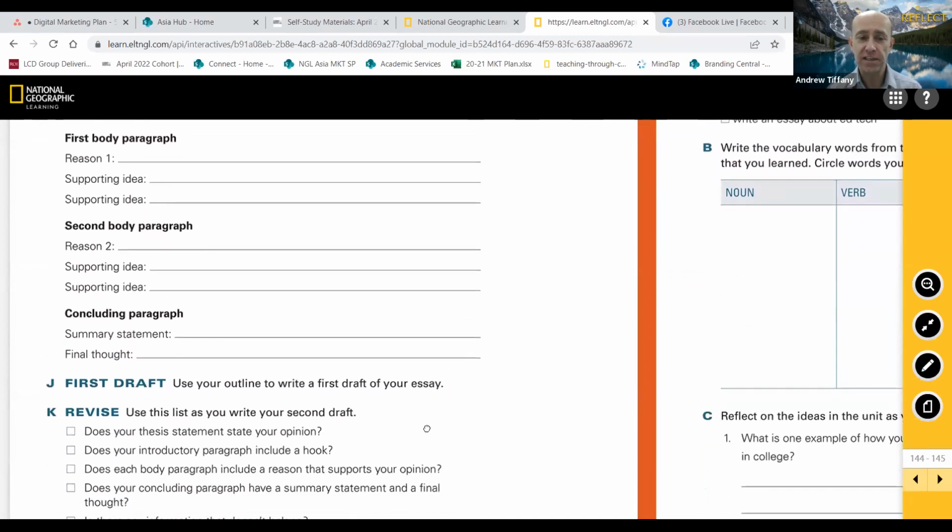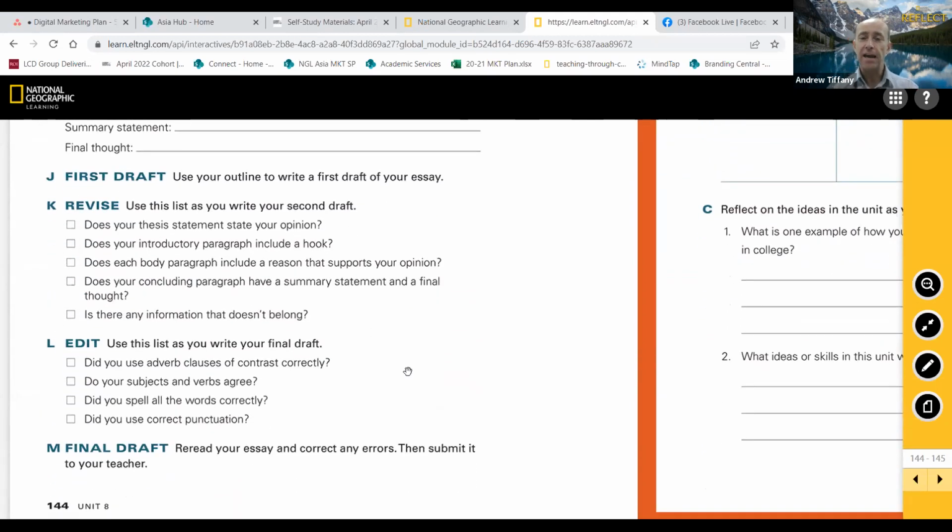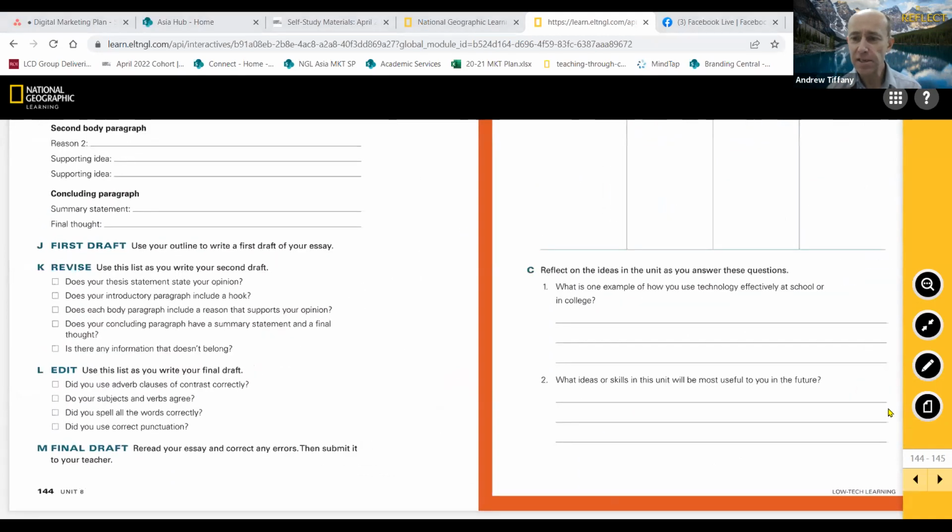But we should go through those steps. We should go through the revising step. We should go through the editing step. We should go through making a final draft and actually completing the writing properly, right? It is definitely worth the time for the students to do that kind of thing, okay? Okay, so I hope that was a little interesting today.